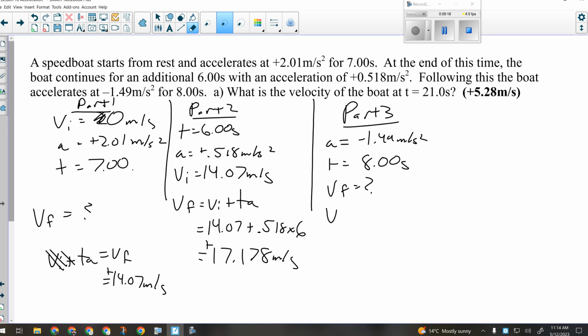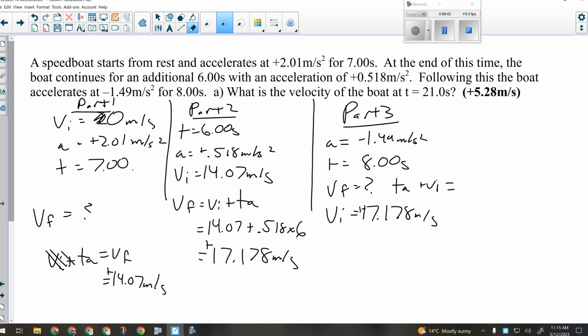Now I'm going to plug that in here, 17.178, to calculate VF, exactly the same formula. So the good news is we only had to manipulate the formula once. We were looking for the same thing on every single part of the trip. So VF will be T times A plus VI. I don't know why I wrote it that way when I wrote it the other way every time, but in the end it doesn't matter.